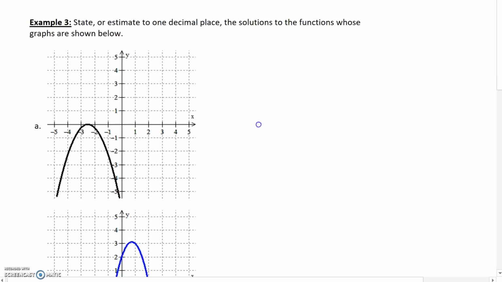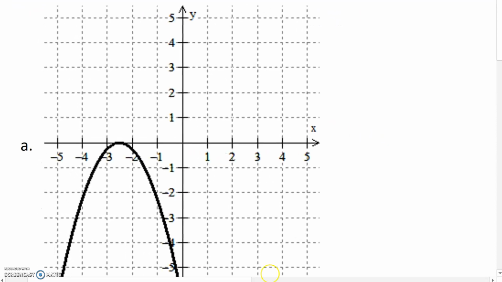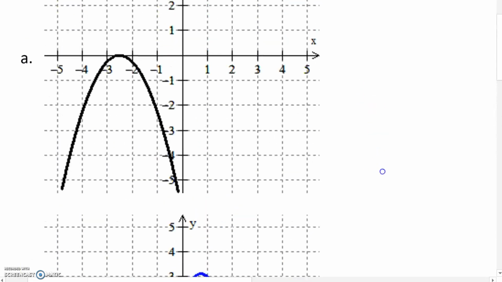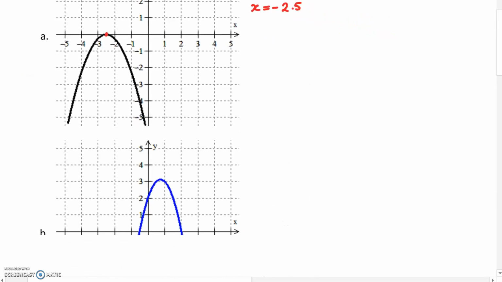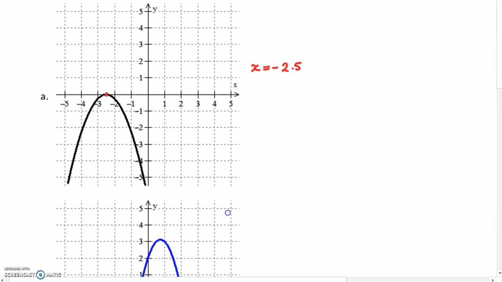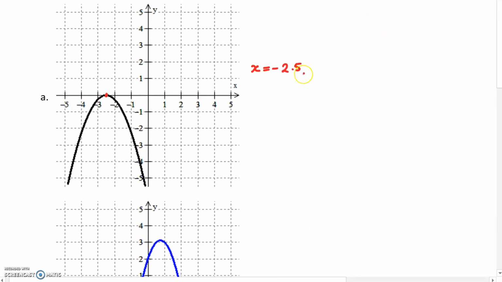Now this one, let's blow it up a little bit. We can see that this one only touches the x-axis at one point. There's -1, -2, -3, so this is -2.5. So this is x equals -2.5. Now, I can make this a little bit smaller again. The thing about this graph is that the graph touches the x-axis but doesn't cross it.